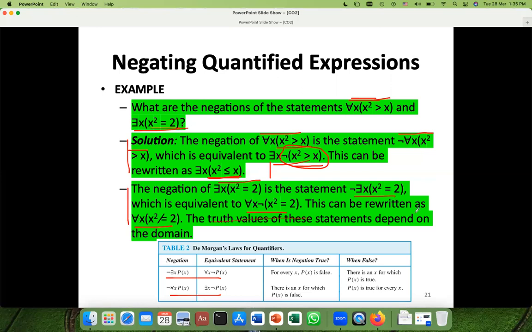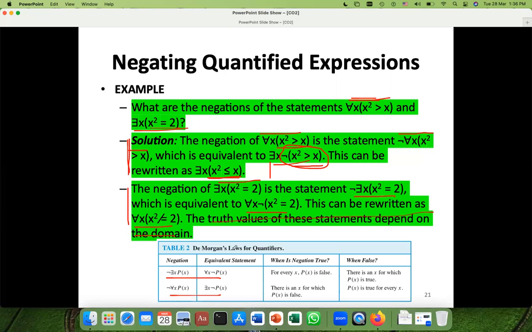However, this last sentence is not needed; it is written as something extra. Truth values of these statements depend on the domain. We don't have any domain values, so he just mentioned that. If you want to calculate the truth values, it depends on the domain. Domain is not given to us, so we simply said what is the negation of these two statements.